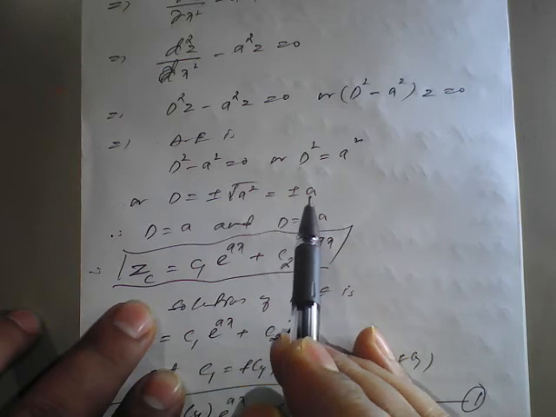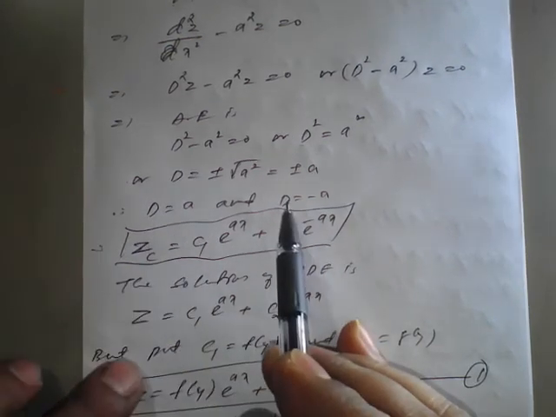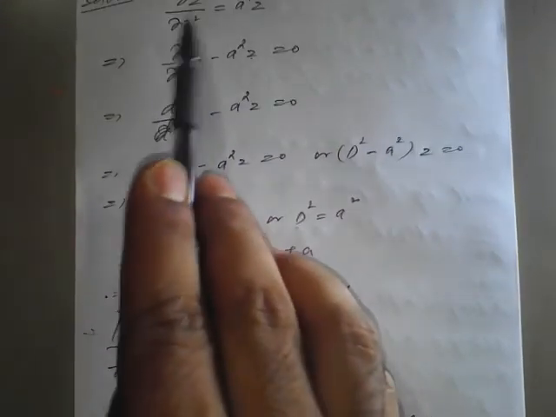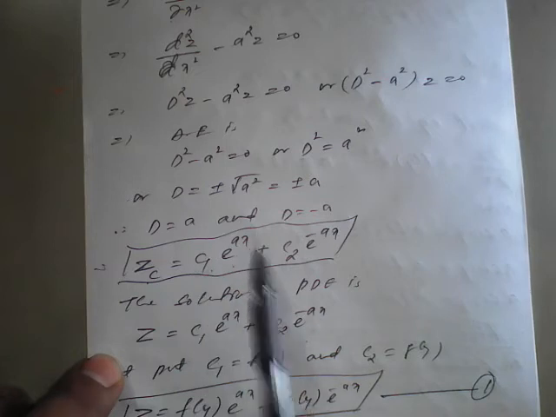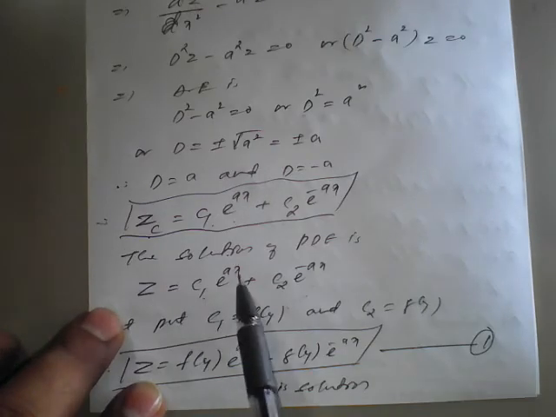Simplify and get the auxiliary equation, and from the auxiliary equation get the roots. The roots are plus or minus a, that is D is equal to plus a and D is equal to minus a. Write the complementary function: zc is equal to c1 e raised to ax plus c2 e raised to minus ax.